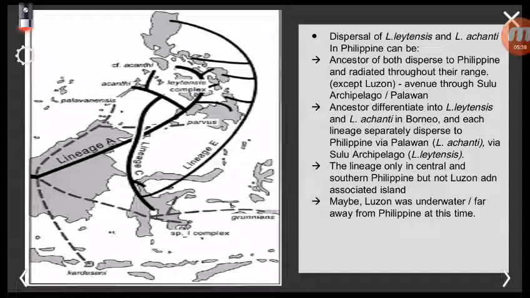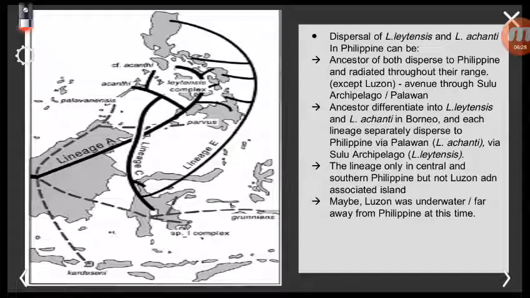Second, the ancestor differentiated into L. latensis and L. acanthi in Borneo, and each lineage separately dispersed to the Philippines, L. acanthi via Palawan, L. latensis via the Sulu archipelago. It means that the ancestor first differentiated into L. latensis and L. acanthi in Borneo, then they dispersed to the Philippines by different routes. For example, L. acanthi used Palawan as the avenue, while L. latensis used the Sulu archipelago as the avenue.